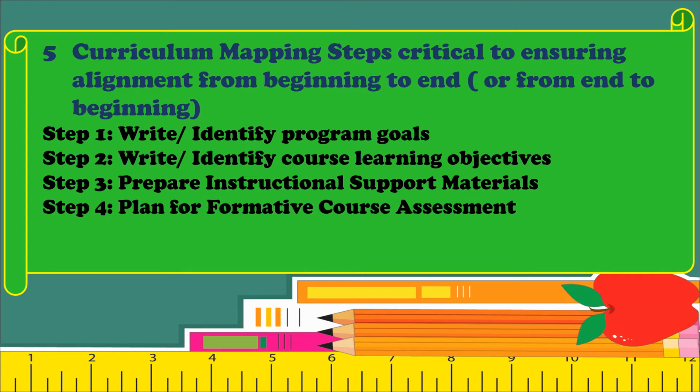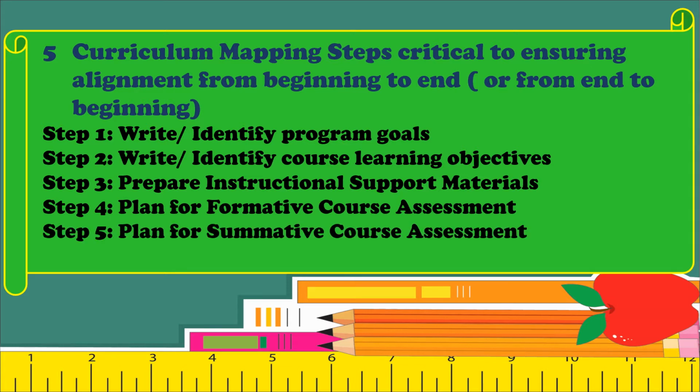Step 4. Plan for formative course assessment. You need to identify and plan activities or assignments that will allow both you and your students to informally assess their achievement of the course objectives. Step 5. Plan for summative course assessment. Lastly, you need to identify and plan summative assessments that will allow you to formally assess student achievement of the course objectives.